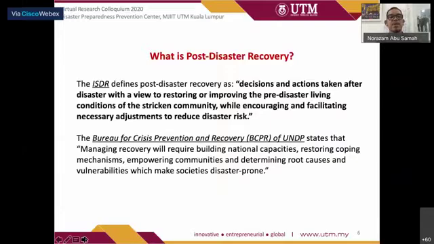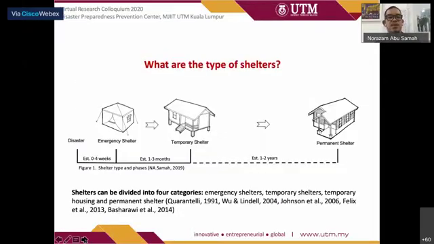What is post-disaster recovery? The Institute of Strategic Disaster Risk Reduction defines post-disaster recovery as decisions and actions taken after disaster with a view to restoring or improving the pre-disaster living condition of the stricken community while encouraging and facilitating necessary adjustment to reduce disaster risk. Shelter can be divided into categories: emergency shelter, temporary housing, and permanent shelter. However, IFRC in 2013 added additional categories such as transitional shelter, progressive shelters, and core shelters or one-room shelters. Different categories represent different phases.